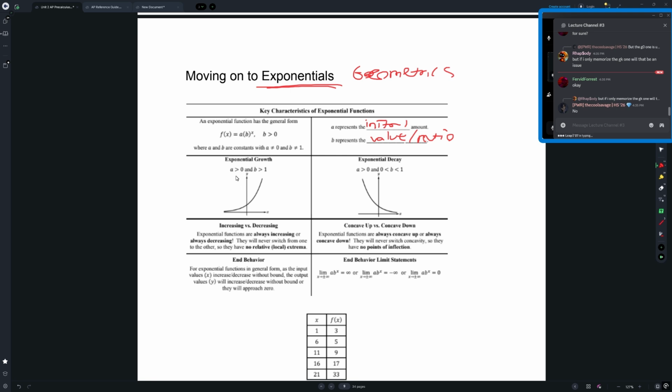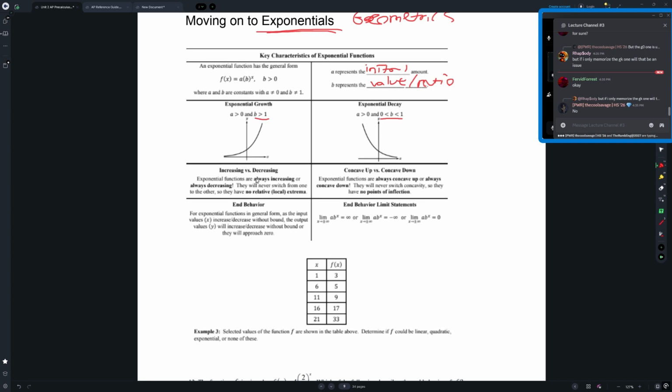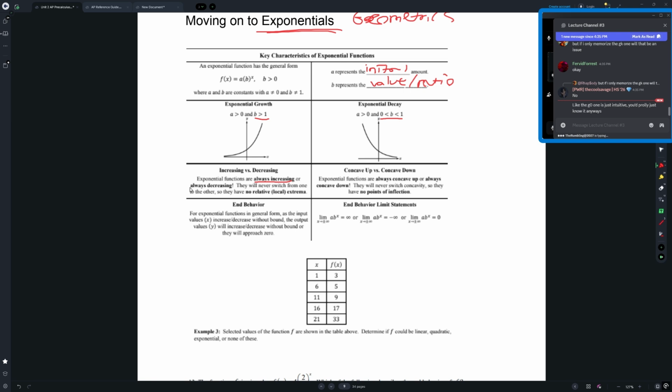So exponential growth is when b is greater than 1, and exponential decay is when b is between 0 and 1. Exponential functions are always increasing or always decreasing. They never switch from one to the other, so they have no relative, local, or extreme values. Concave up or concave down: exponential functions are always one or the other. They have no points of inflection.